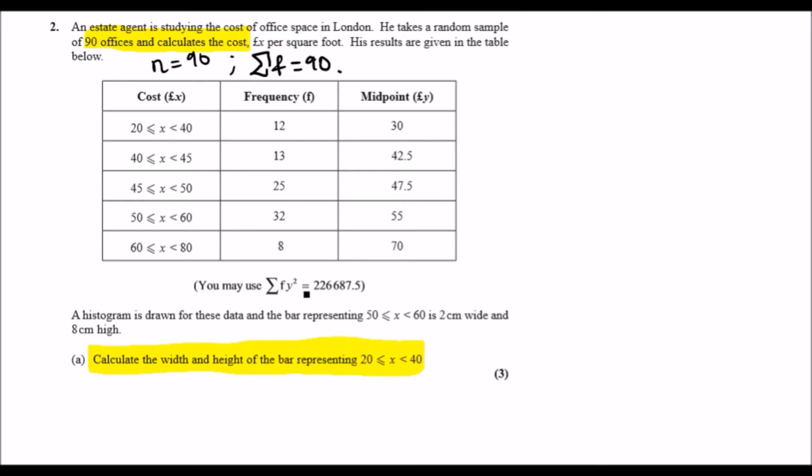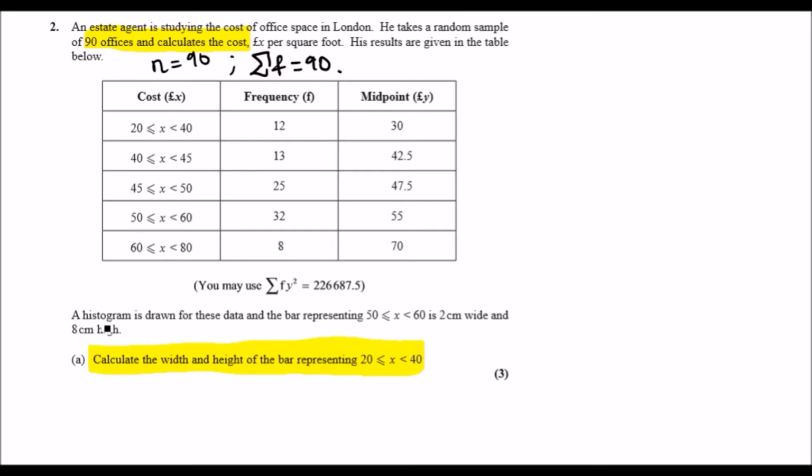All right, now you're given some more data. You're given the midpoint value of y, so they've already done the midpoint for us, which is nice of them. And they've already gone ahead and calculated the sum of f times y squared. So they calculated y squared here, multiplied them across and found the sum of it. This would be useful for calculating standard deviation and various stuff. Anyway, back to the problem.